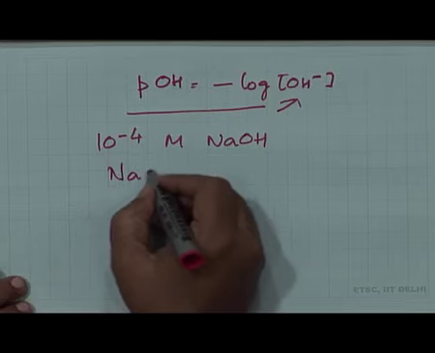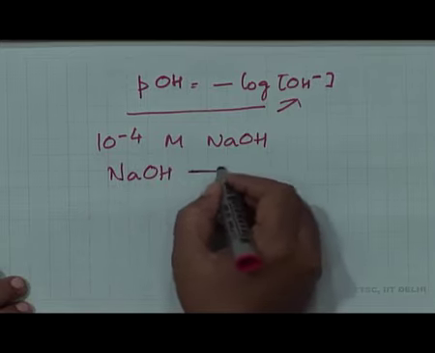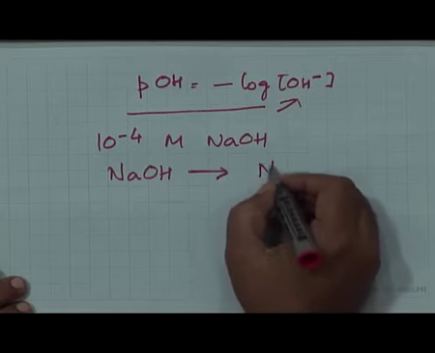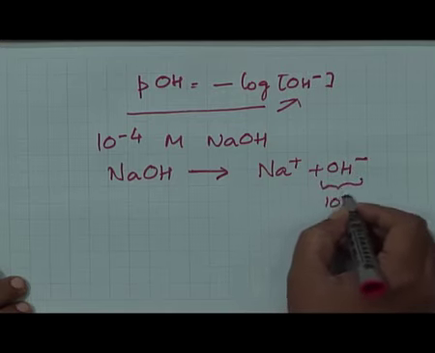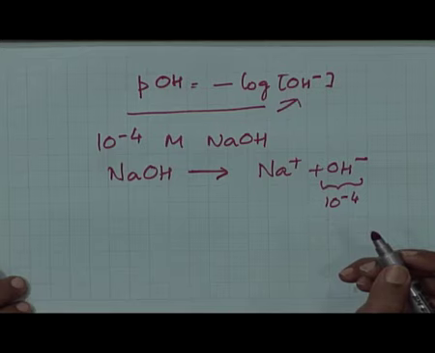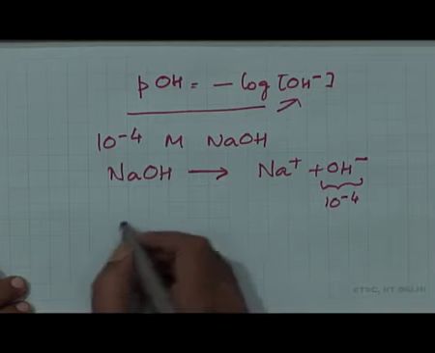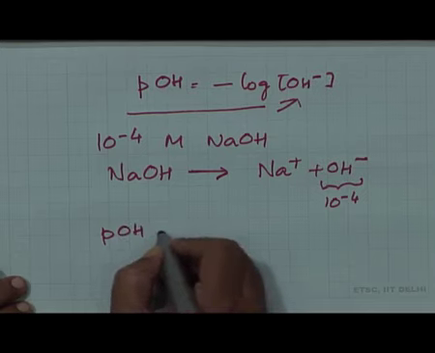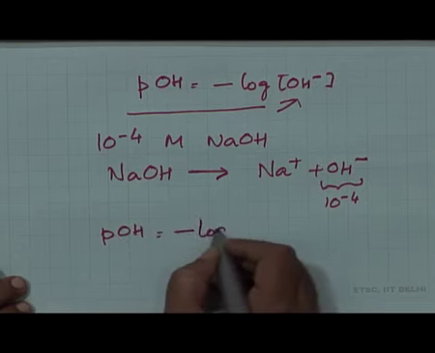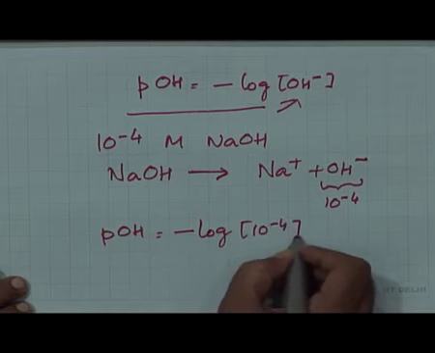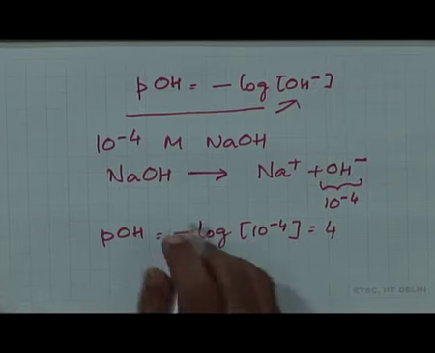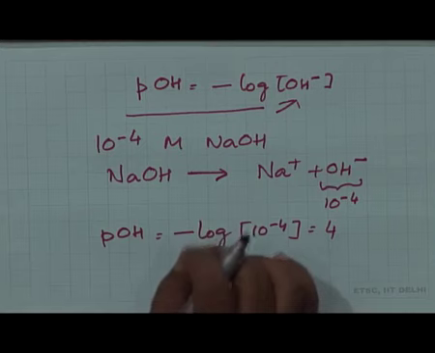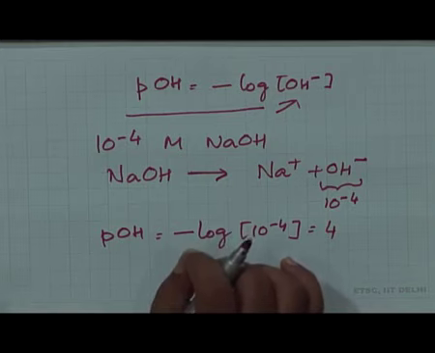Again sodium hydroxide will completely dissociate into sodium plus and OH minus. So, OH minus concentration is going to be 10 to the power minus 4 molar, and so pOH of the solution will be minus log 10 to the power minus 4, and that is equal to 4. So, pH or pOH of a strong electrolyte, a strong acid or a strong base, can be easily calculated.